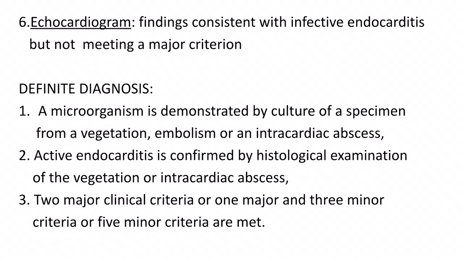Now, the definitive diagnosis of infective endocarditis is established when a microorganism is demonstrated by culture of a specimen from a vegetation, embolism or an intracardiac abscess, or active endocarditis is confirmed by histological examination of the vegetation or intracardiac abscess, 2 major clinical criteria, or 1 major and 3 minor clinical criteria, or 5 minor criteria are met. When these are established, then only a definitive diagnosis of infective endocarditis is made.